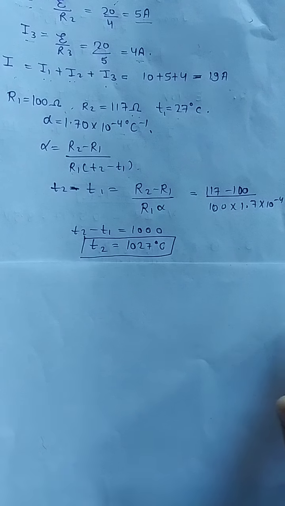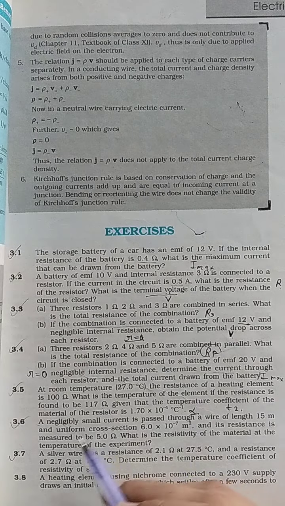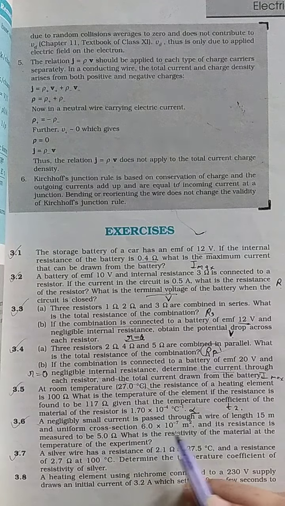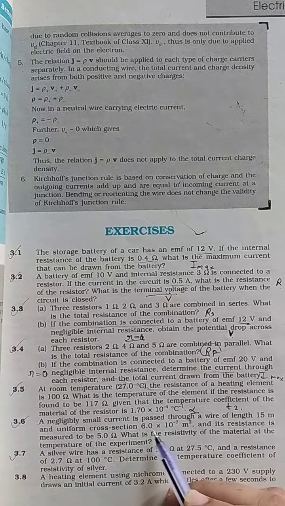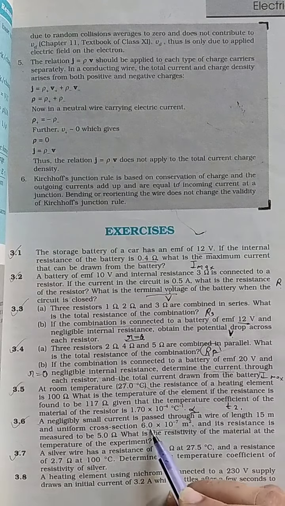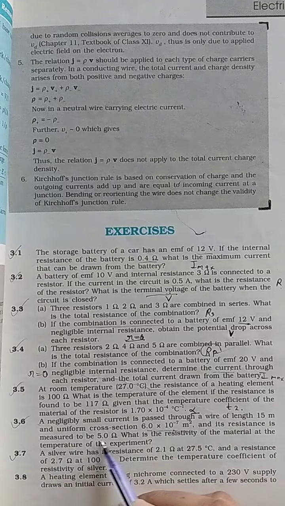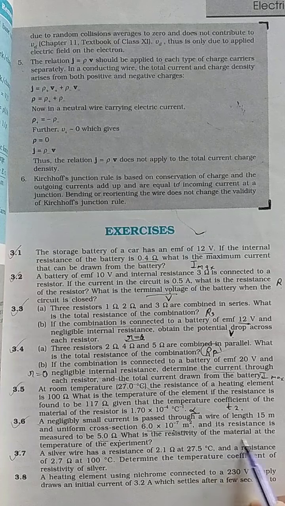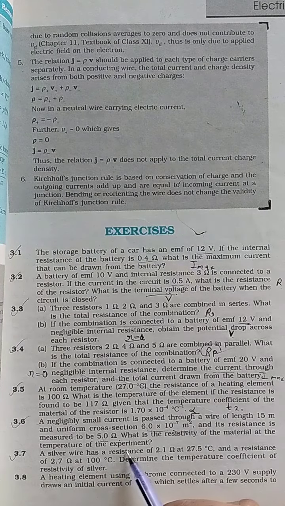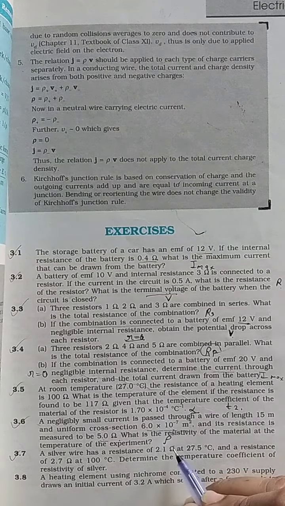Now going to the next question, that is question number 6. A negligible small current is passed through a wire of length 15 meter and uniform cross section, that is area 6 × 10^-7 meter square, and its resistance is measured to be 5 ohm. This is the value of R. What is the resistivity of the material at the temperature of the experiment? We have to find out the value of rho, that is resistivity.